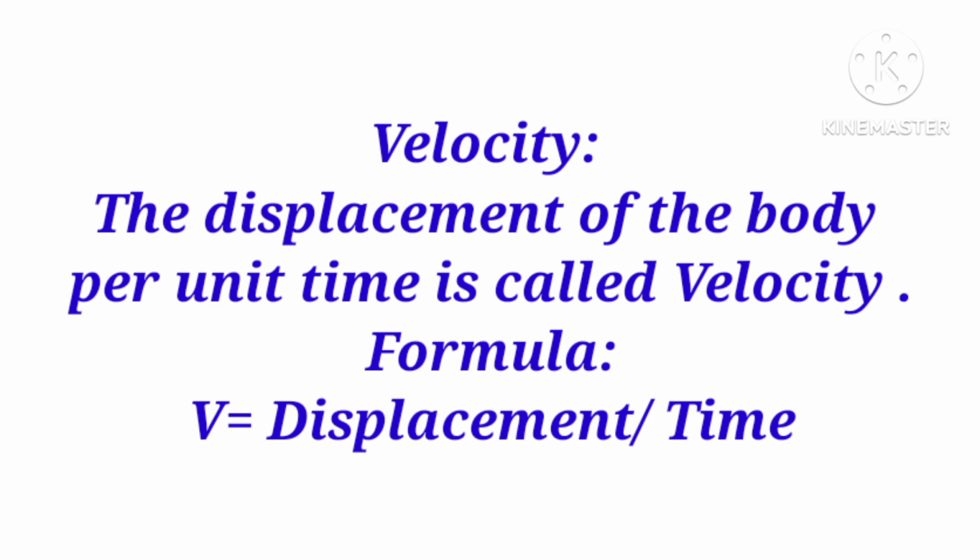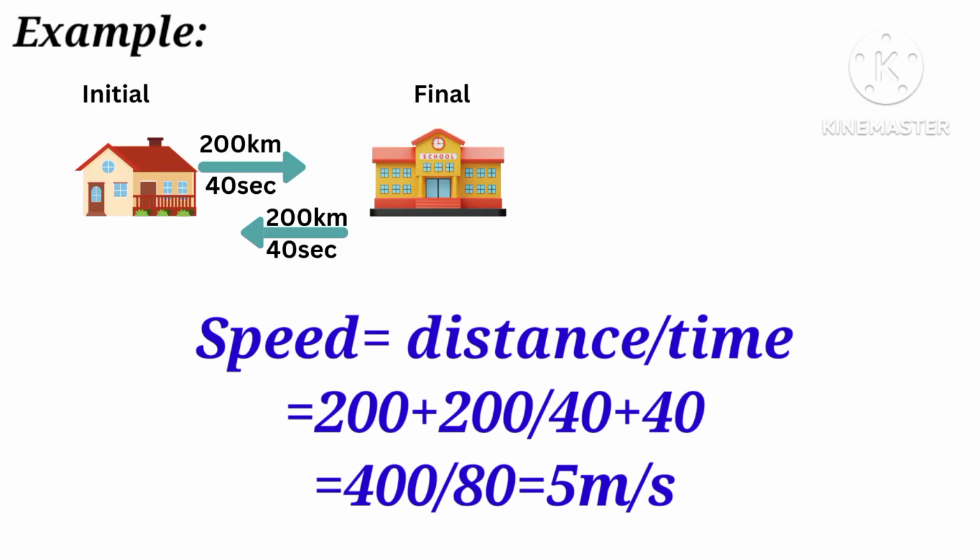Consider an example. Here, house is the initial position and school is the final position. A girl traveled from her house to school. The distance is 200 km, which she has completed in 40 seconds. Then she returned from school to her house. From school to house the distance is 200 km, which she has completed in 40 seconds.